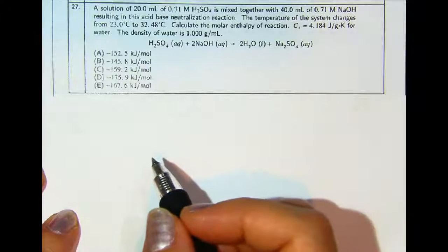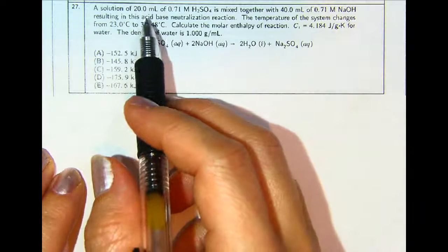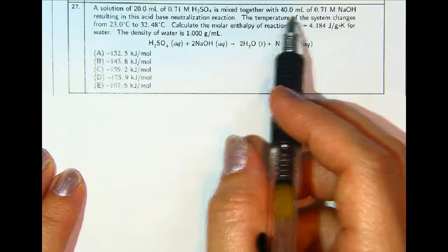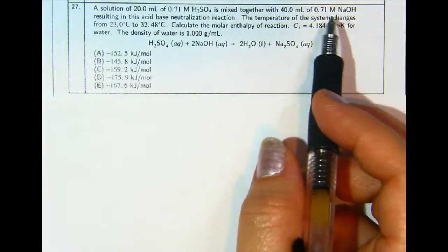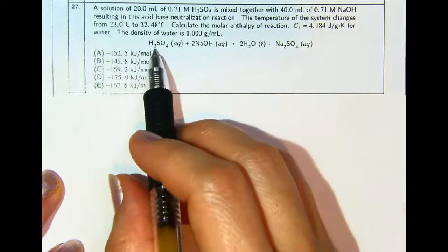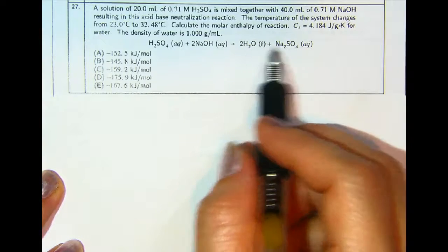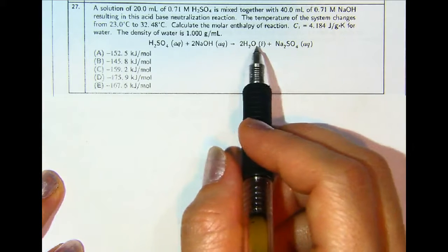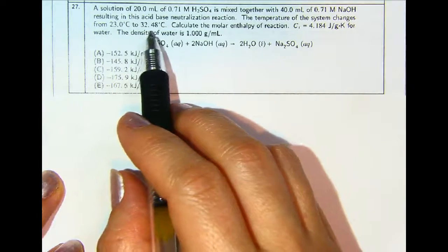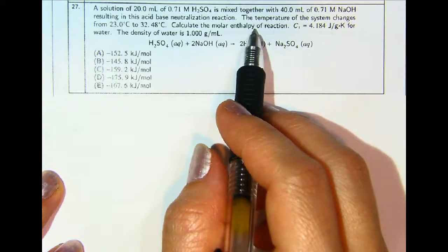So this is number 27 of your Moodle Quiz 3. A solution of 20 milliliters of 0.71 molar sulfuric acid is mixed with 40 milliliters of 0.71 molar sodium hydroxide, which is an acid-base neutralization reaction. And you'll notice here, when you combine these two, you end up getting a salt and water. So you get an aqueous solution afterwards. The temperature of the system changes from 23 degrees to 32.48. What is the molar enthalpy, or the delta H, of this reaction?